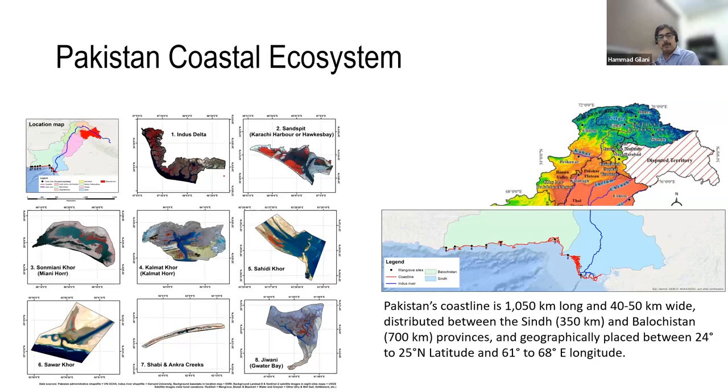But later on, when I connected with some people, they explored and showed me that we have 3 more sites. So in that sense, using the geospatial data, we identified these 3 sites. Let me tell you which these sites are. Number 5, the Shadi Khor, Sarkor and Shebi, and Ankara. These sites actually are the newly emerging sites.